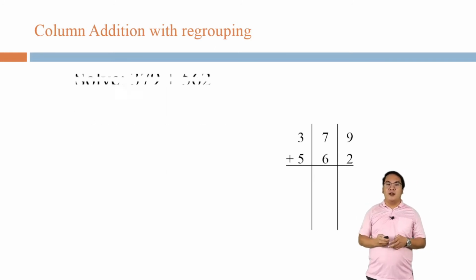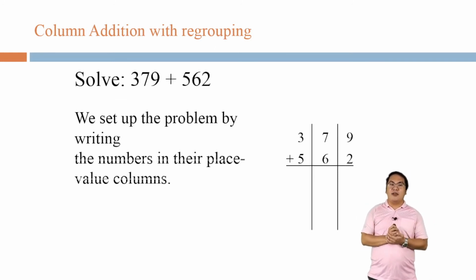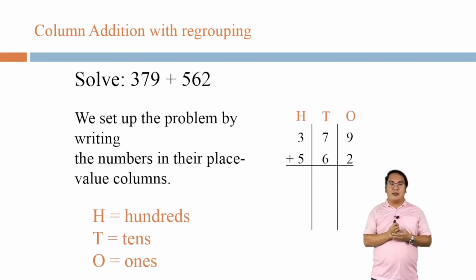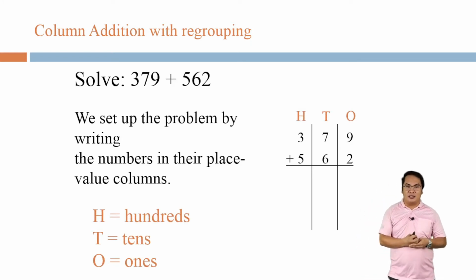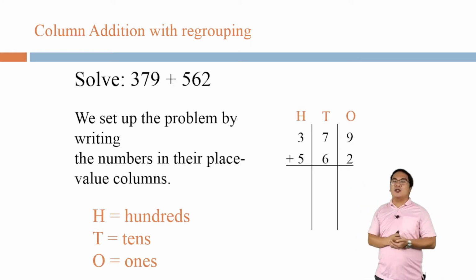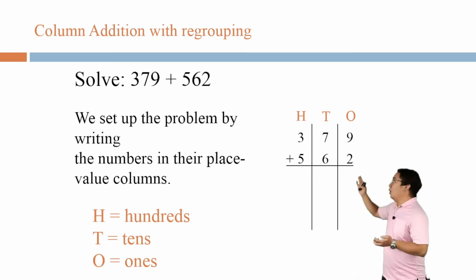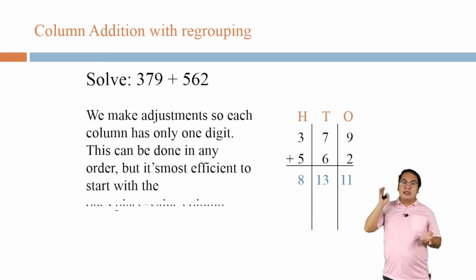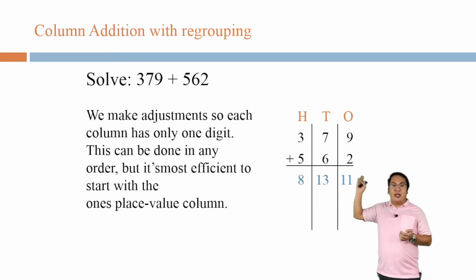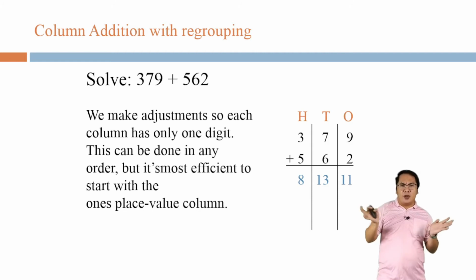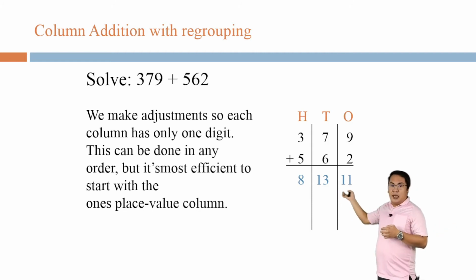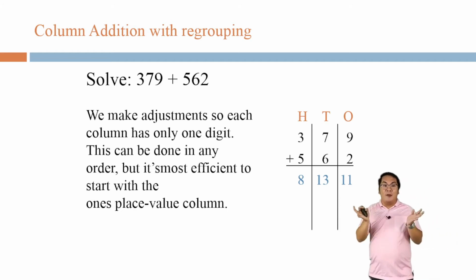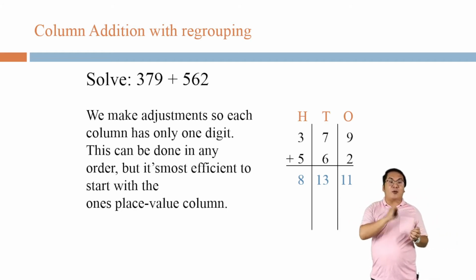So we have here 379 plus 562. We set up the problem by writing the numbers in their place value columns, just like this. How are we going to solve this problem? We all know that 9 plus 2 is equal to 11, 7 plus 6 is equal to 13, and 3 plus 5 is equal to 8. If we read this, it is 81,311. But we only have a 3-digit number. What are we going to do?